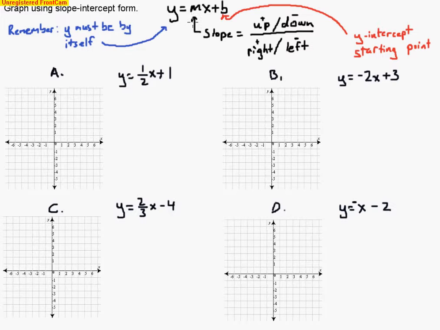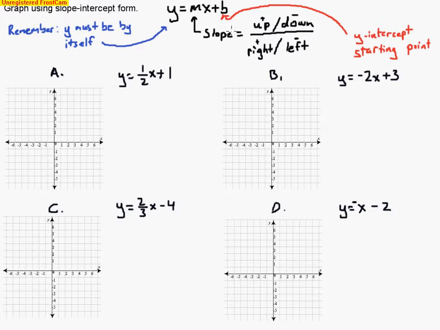M stands for our slope. Now remember, the slope is a fraction. It's a ratio of the rise over the run, the y values over the x values. Now, if the rise or the y values are positive, it tells us we're going to go up. If they're negative, we'll go down. Now, the bottom of the fraction tells us to go left or right. So if it's positive, we'll go right. If it's negative, we'll go left.